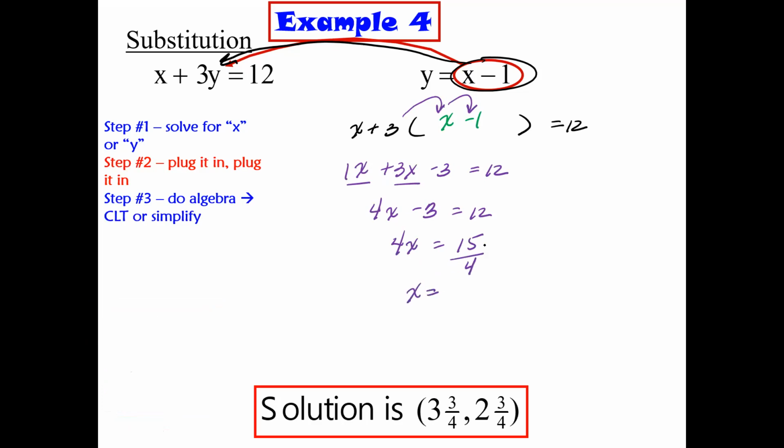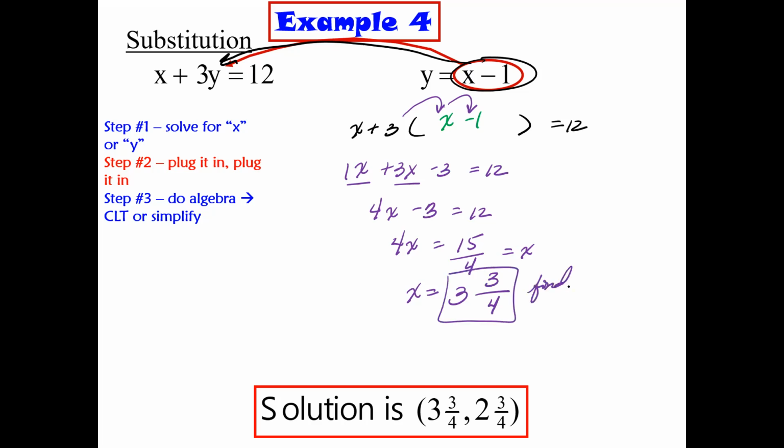15 over 4 is going to be your answer for x, but you can also write this in a proper fraction. So you can put 3 in the front, 4 in the denominator, and 3 on top. And that is your answer for x.